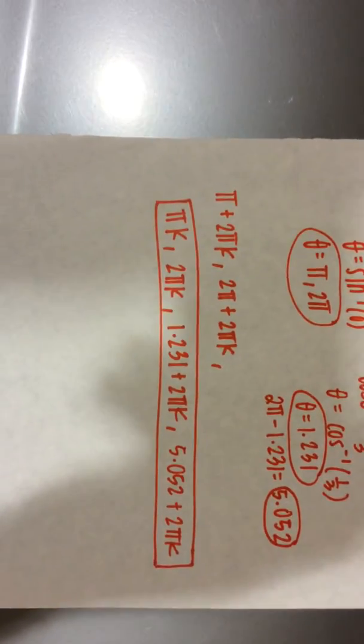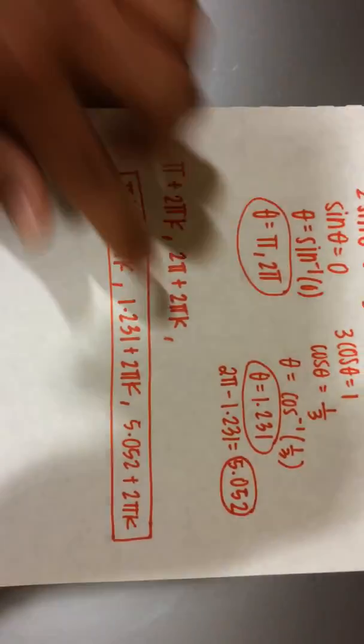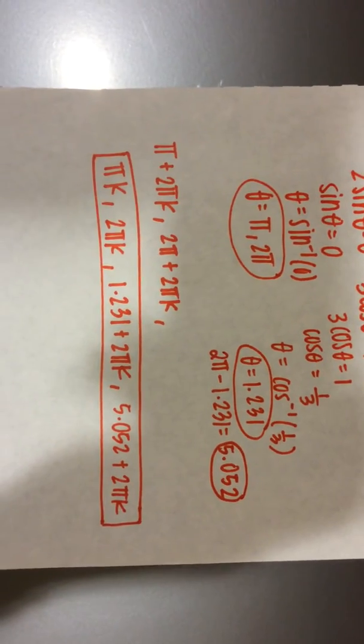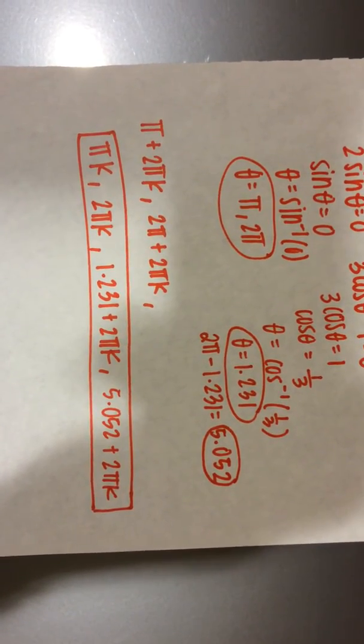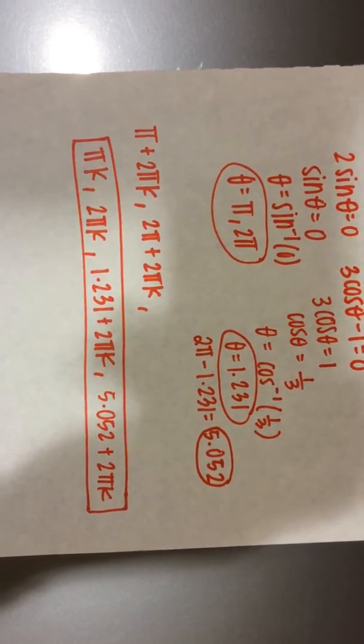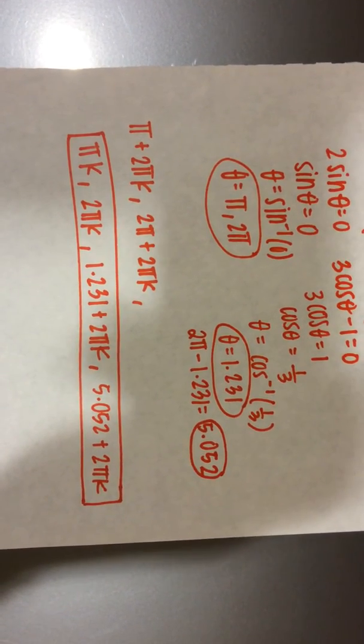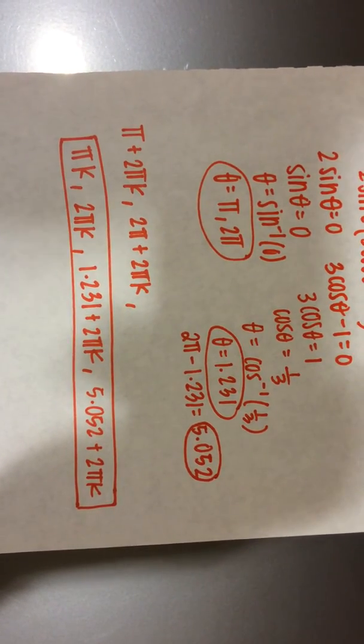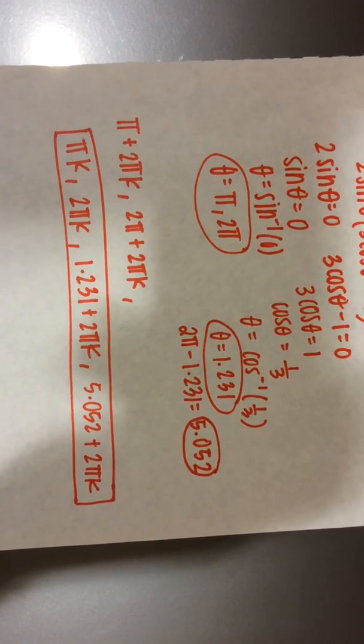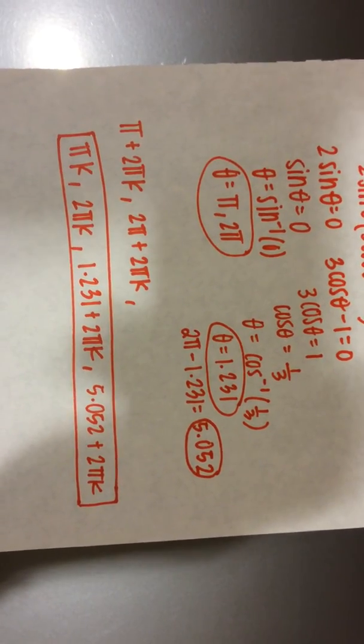And then we find out that our possible solutions are pi k, 2 pi k, 1.231 plus 2 pi k, and 5.052 plus 2 pi k.